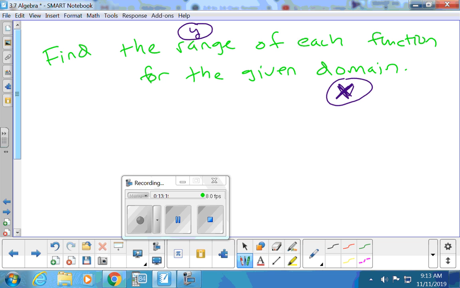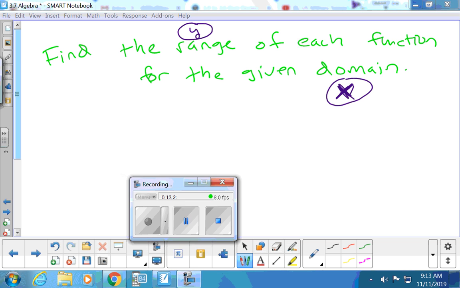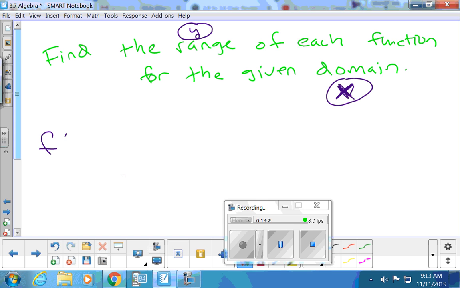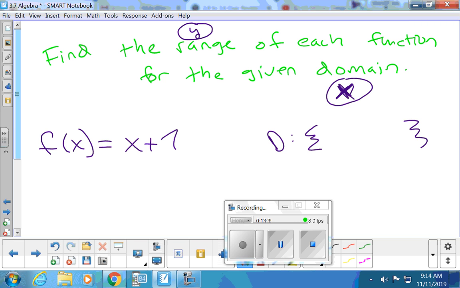I should have said x, sorry. So let me give you a function. I'll give you a very easy function. How about x plus 7? So they're going to provide a function to you. Then they're going to provide a 3-number domain to you. Maybe -5, 0, and 5. And we need to find the range. Let's talk about how we can make that happen.